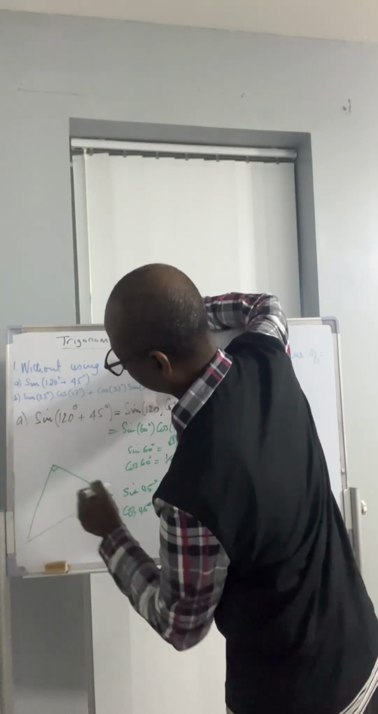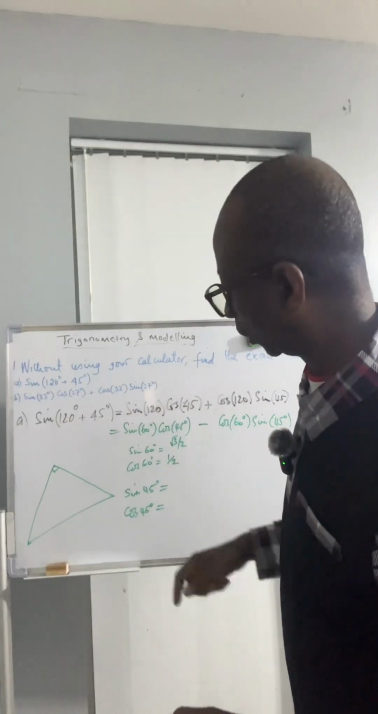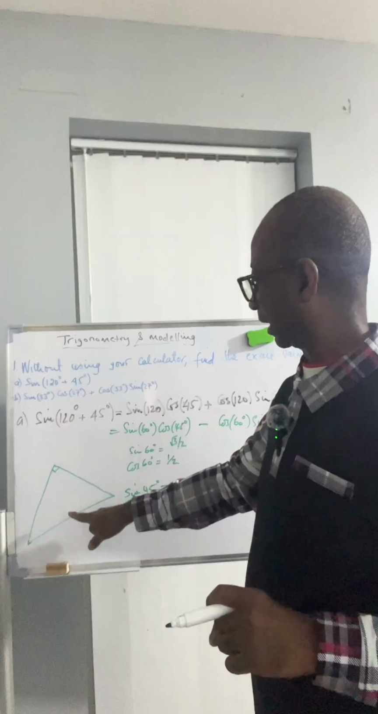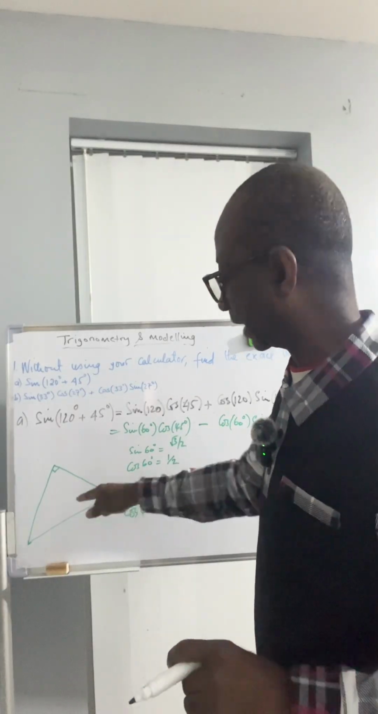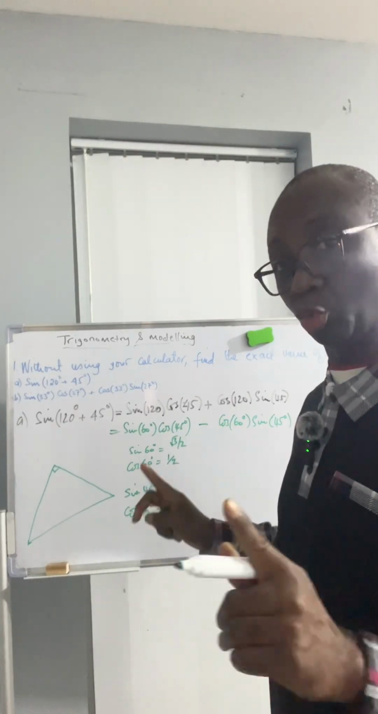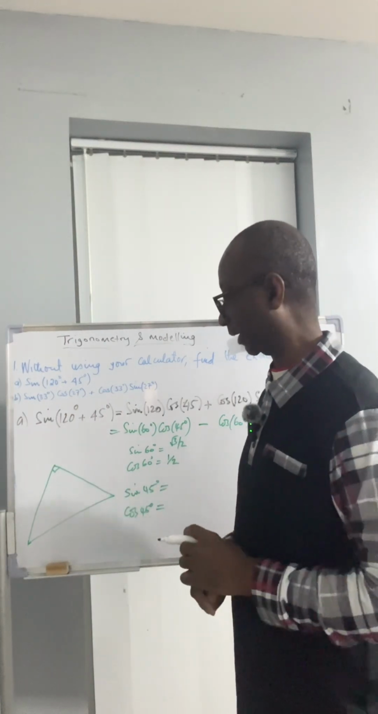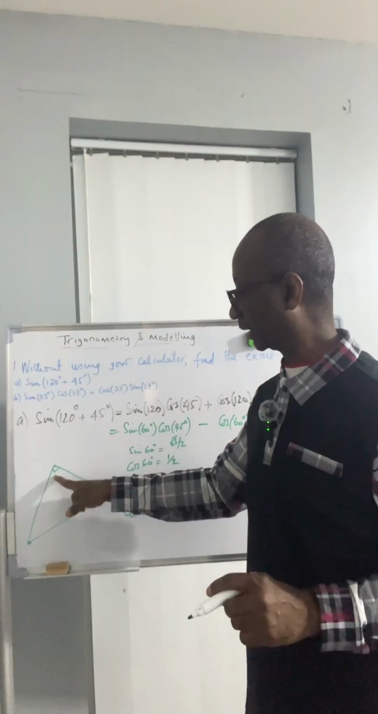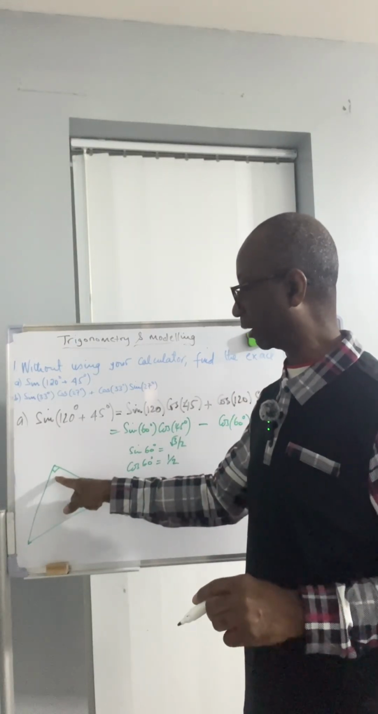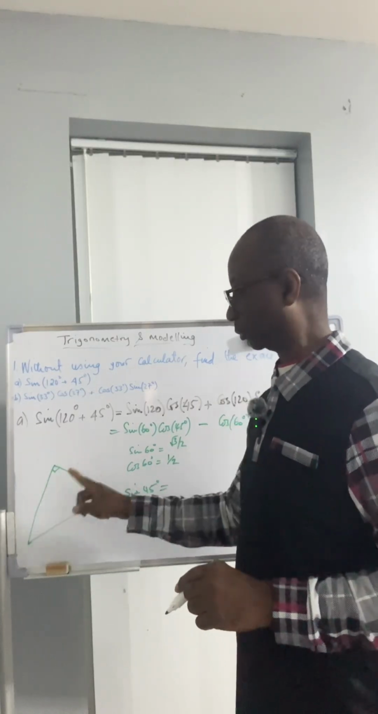So let's say this line is perpendicular to this. Yeah? So if this is 90 degrees and this is an isosceles triangle, meaning that the two sides are equal, the two sides must be equal here because this line and this line subtend an angle of 90 degrees. So these two lengths must be equal.